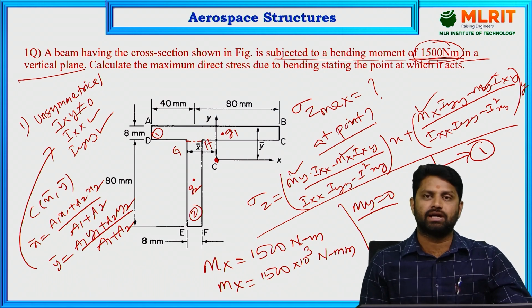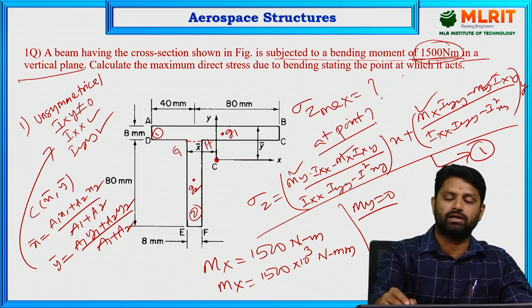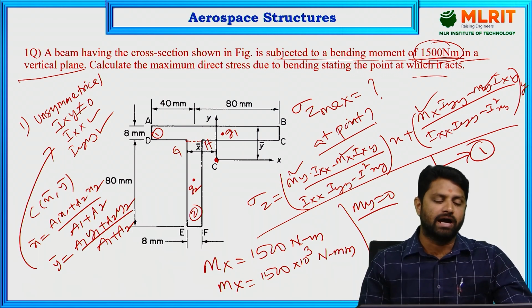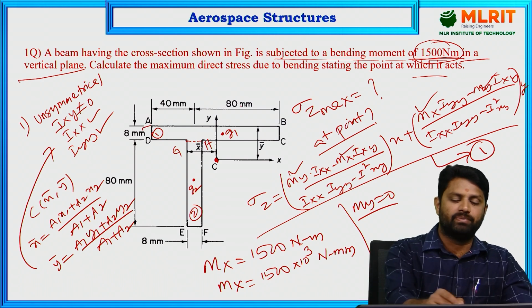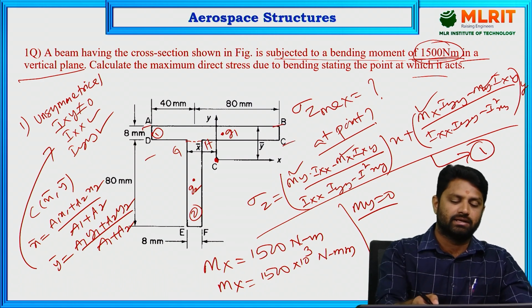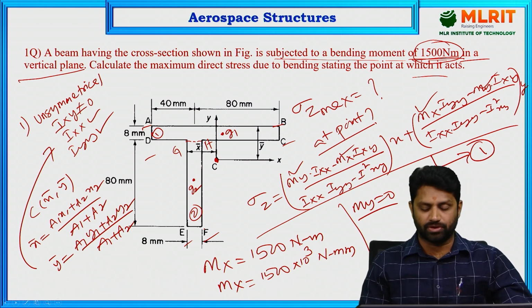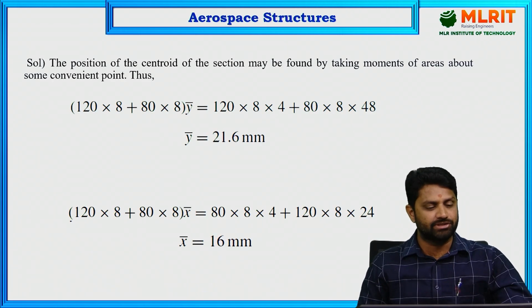And once you get the distribution, you can find out the point at which you are going to get the maximum bending stress by iterating the position of A, B, C, D, E, F according to the coordinates from the centroid position. Okay, so let's look into this problem. So as I mentioned, the position of the centroid may be calculated first.